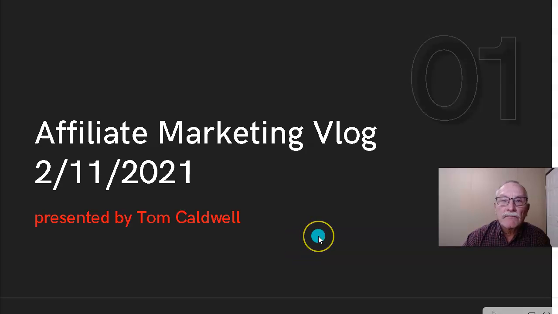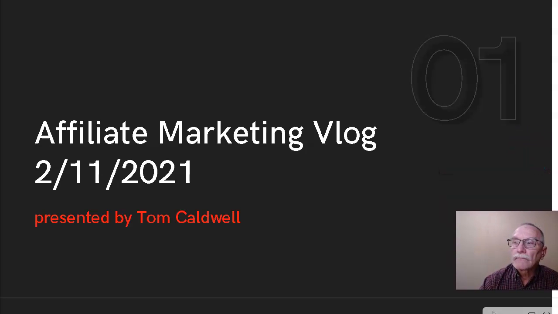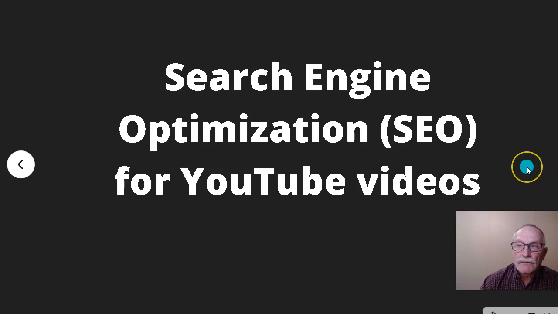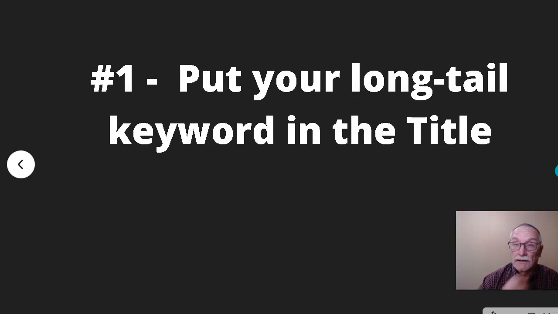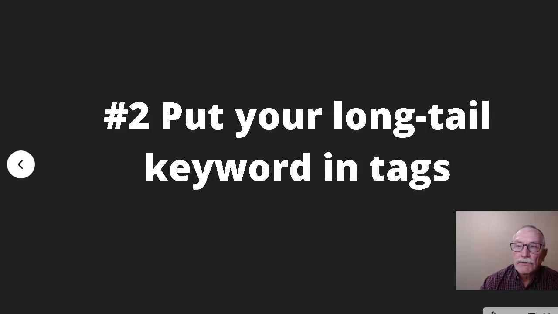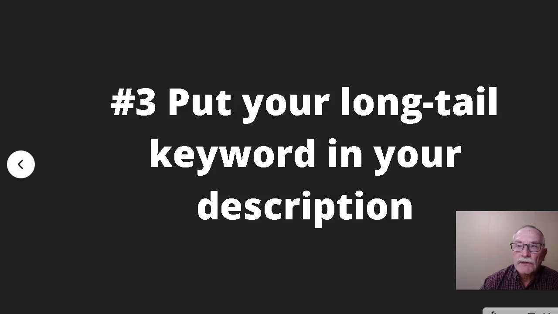Affiliate marketing vlog for February 11th, 2019. Title of this video is Search Engine Optimization, also known as SEO for YouTube videos. Number 1, put your long tail keyword in your title. Number 2, put your long tail keyword in tags. Number 3, put your long tail keyword in your description.